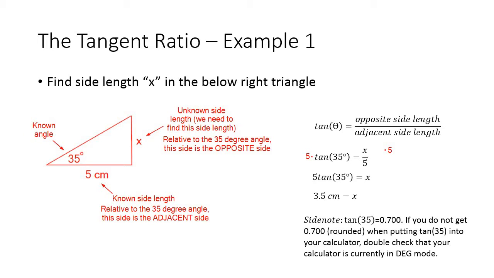Side note, tan 35 equals 0.700. If you do not get 0.700 rounded, when putting tan 35 into your calculator, double check that your calculator is currently in degrees mode. There is another unit of angles called radians, and so somewhere on your calculator it might say rad to indicate it's in radians mode. So make sure you have it in DEG degrees mode. You will learn about radians likely in your next math class in grade 11.